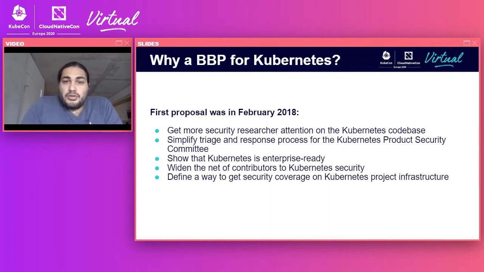Widen the net of contributors to Kubernetes security, both in terms of finding external security researchers and incentivizing them to look at Kubernetes, but also incentivizing normal contributors who would not necessarily think of themselves as having security skills to think through the security aspects of the bugs and features that they're handling. An additional motivation was to define a way to get security coverage on Kubernetes project infrastructure, like the Prow continuous integration, the chat, the websites, that kind of thing. Without a bug bounty program, it's not really the case that you get a lot of people taking a look at those.